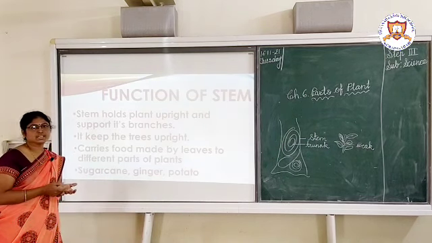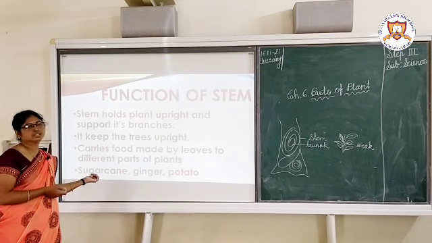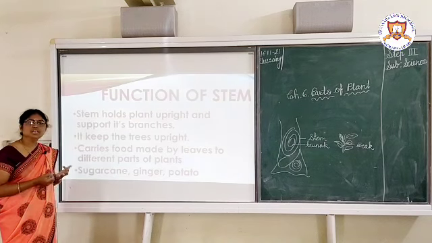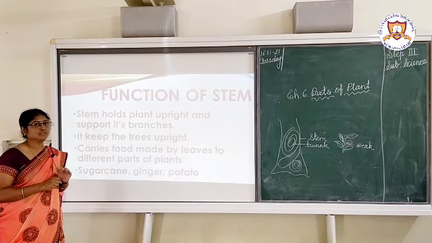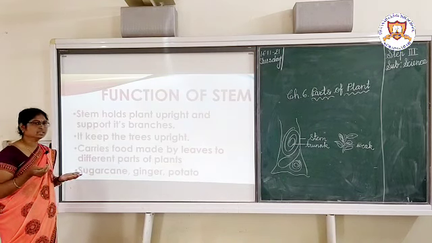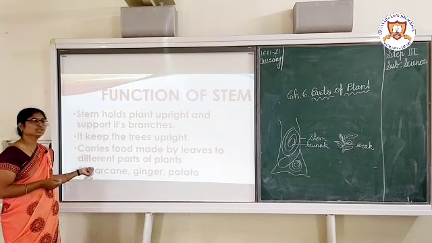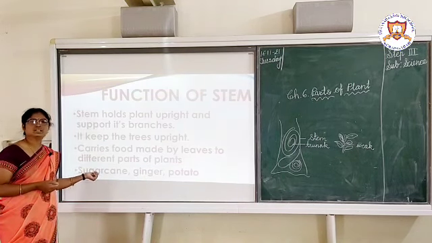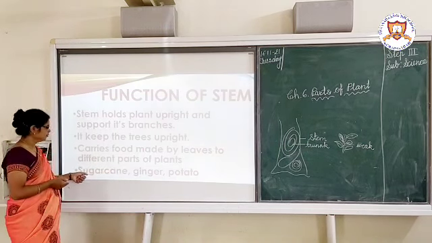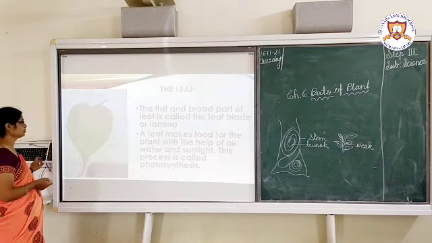And what are the examples of stems which store food inside them? Sugar cane, ginger, potato. We eat these stems. In roots also, carrot, radish, beetroot, we eat these roots that are called modified roots. In stems also, some stems we eat. Can we eat the stem of that neem? No, but we can eat the stem of sugar cane because food is stored in this stem. Ginger, we can eat ginger also. Yes, so these are the examples of stems which we eat.